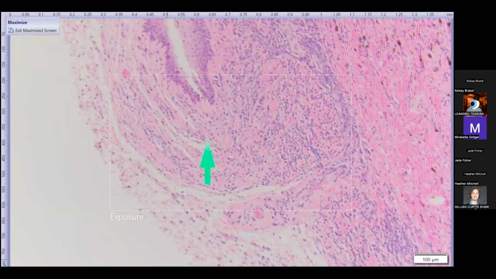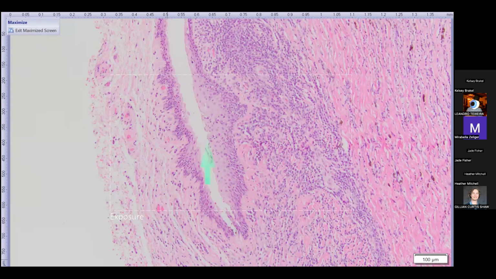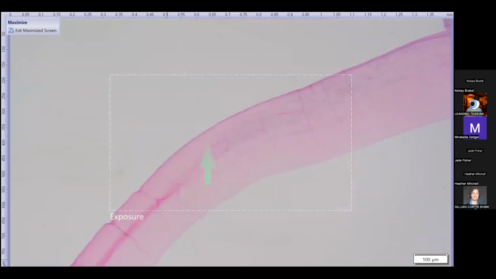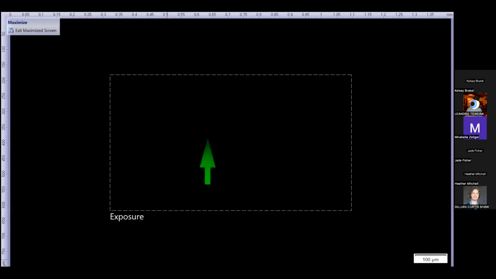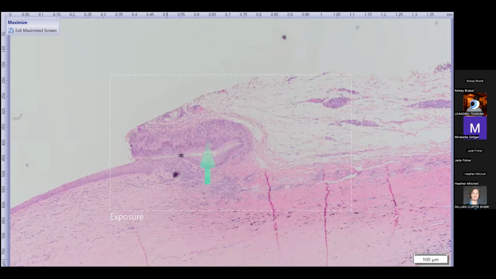There's a little bit of corneal or conjunctival hyperplasia and squamous metaplasia in the conjunctiva as well. A little bit. As well as a conjunctivitis.